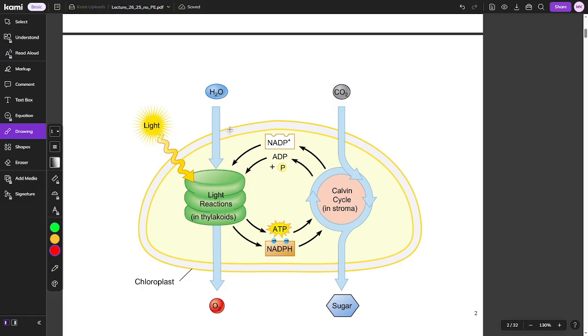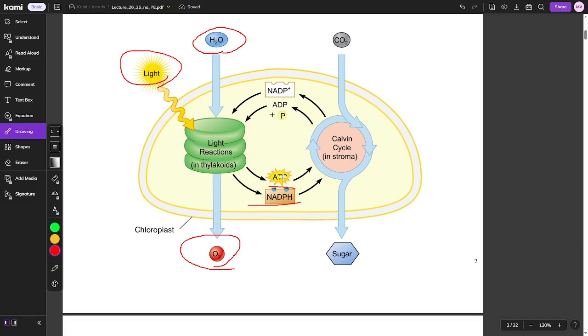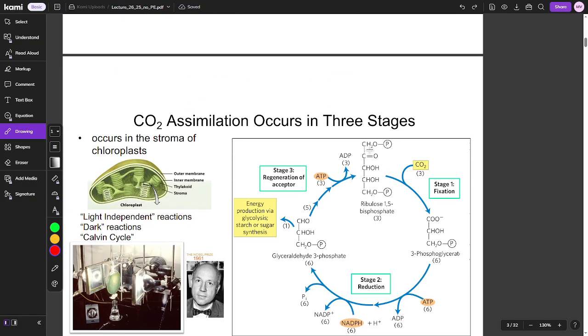What you should know is the main idea is that we have water going in and we put some light in and we get ATP and NADPH out. And then we also produce oxygen. And then the ATP and NADPH end up going into the Calvin cycle to make sugars. We take CO2, we fixate it, and turn the carbons from CO2 into sugars, basically. How does this work?